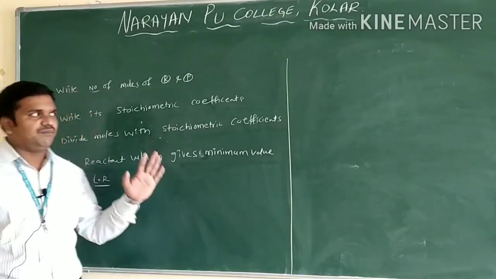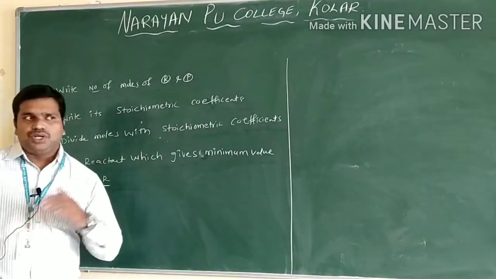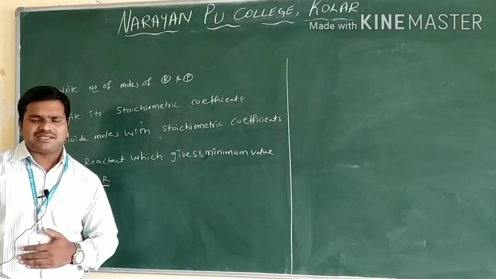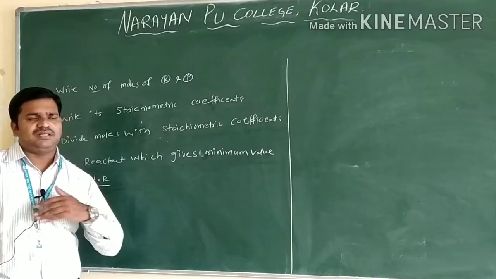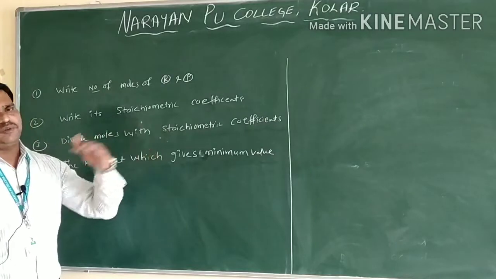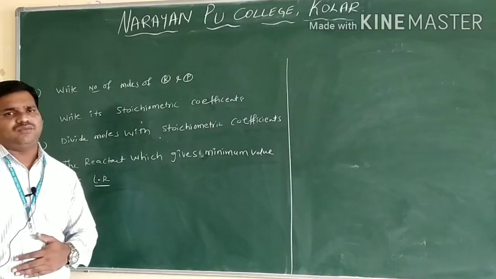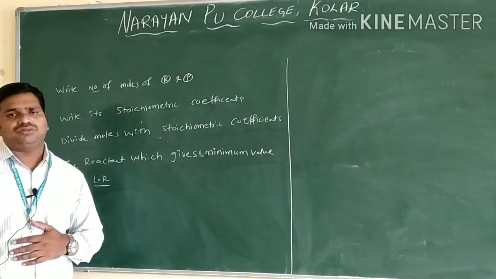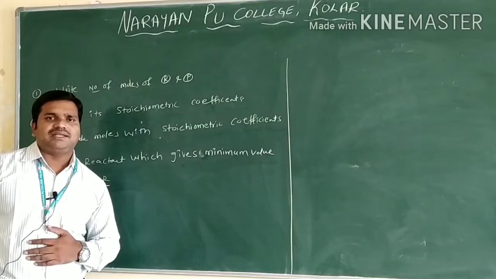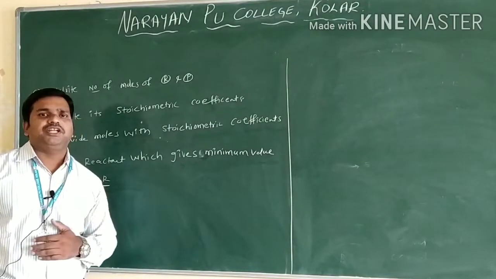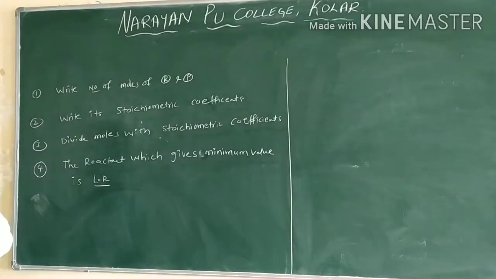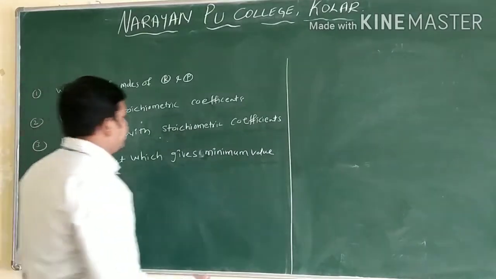This is one of the methods we use particularly in objective questions, because if you write out the reactant side and product side like that, it will take more time. So this is the shortcut method. You have to identify the limiting reagent for the given question. Okay, let us see one question. I'll write one question here.